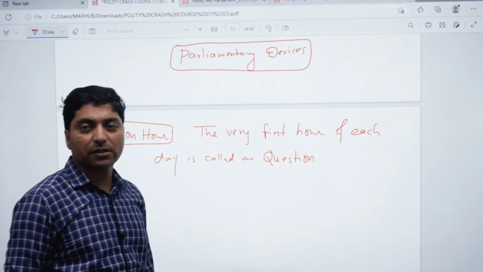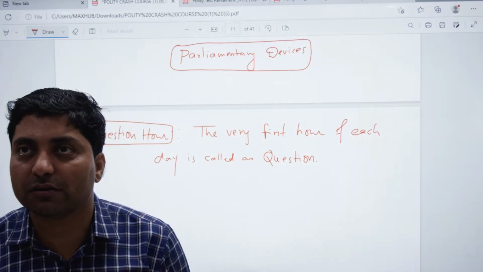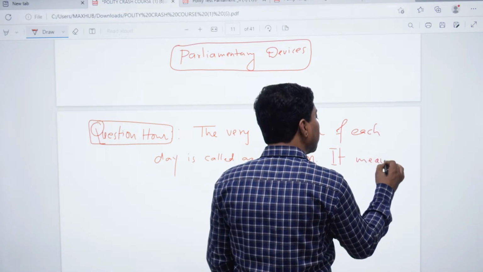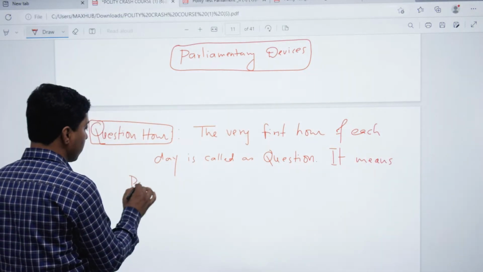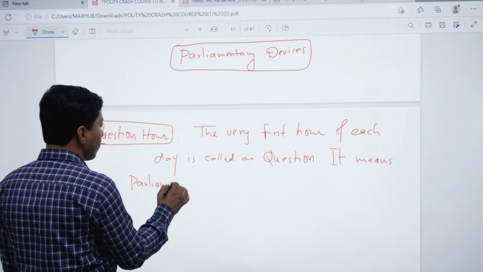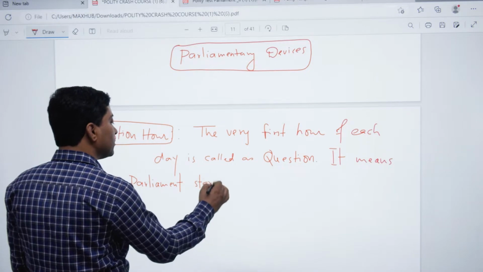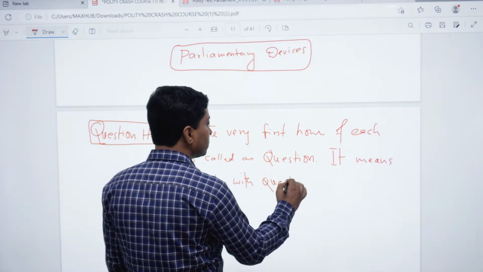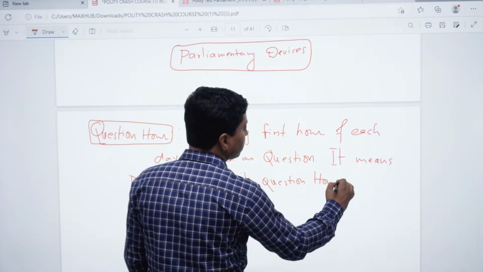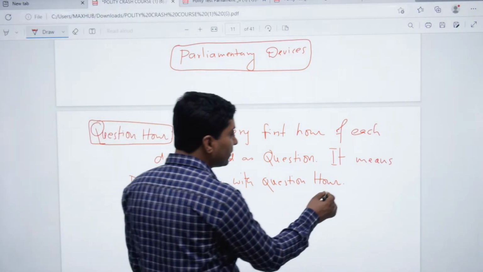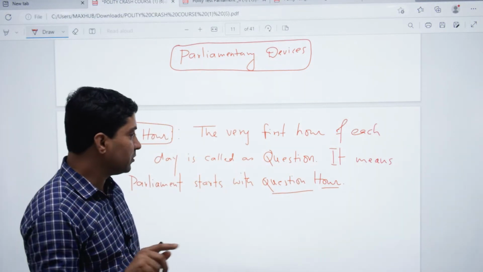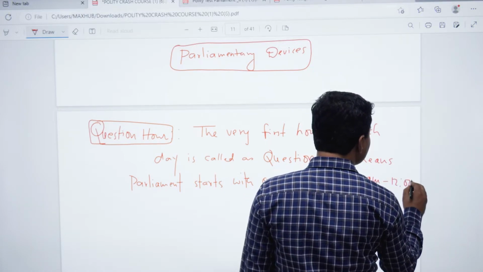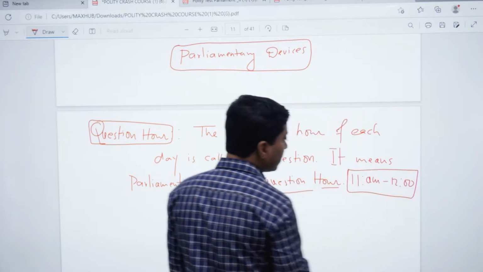It means Parliament starts with question hour, right? So this is question hour. It means an hour, only 1 hour. So you see that from 11 a.m. to 12 noon, this time is devoted to question hour.